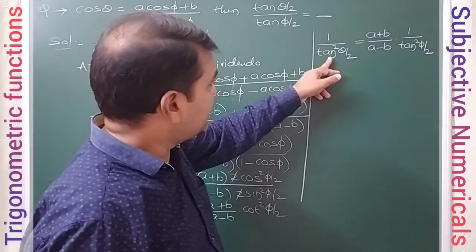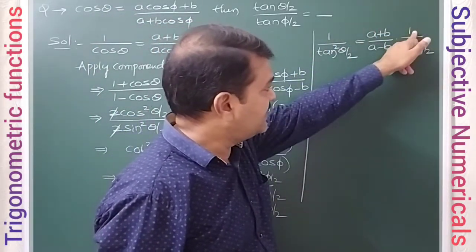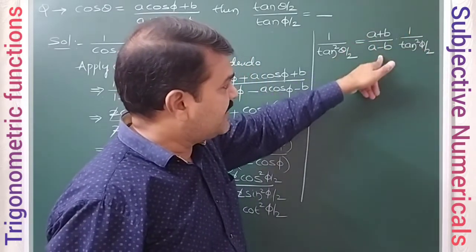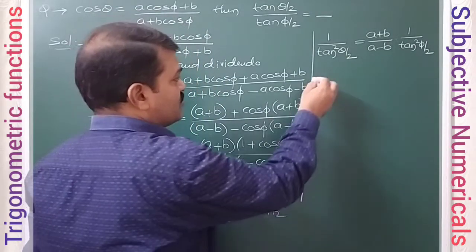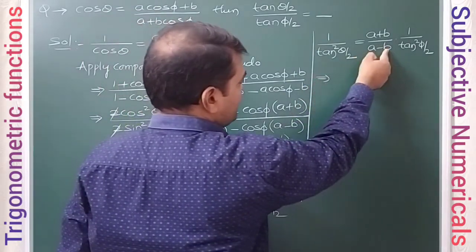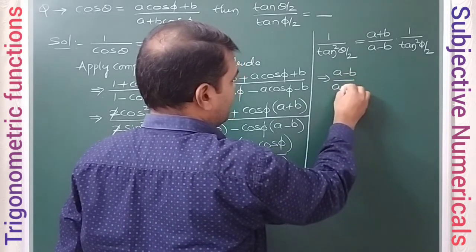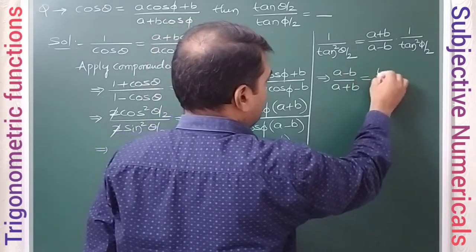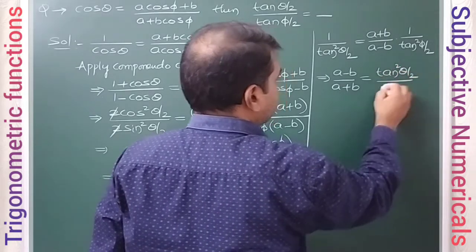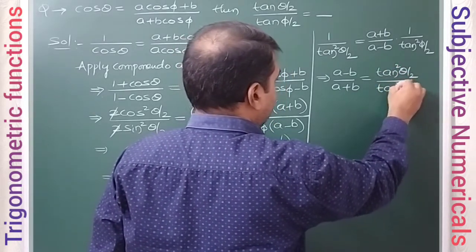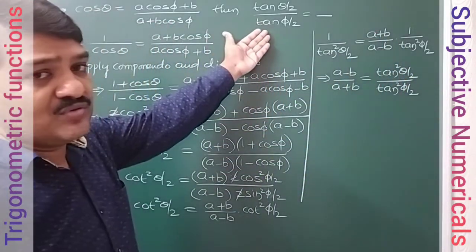Now I will cross multiply this tan square theta by 2 to RHS side, and this a plus b by a minus b I will transpose to left side, cross multiply. So therefore I will get, so this is transpose to LHS means a minus b by a plus b is equal to tan square theta by 2 by tan square phi by 2. And this is the question of course.